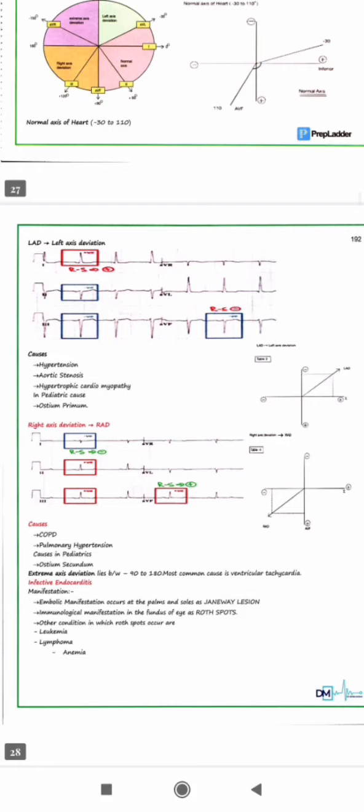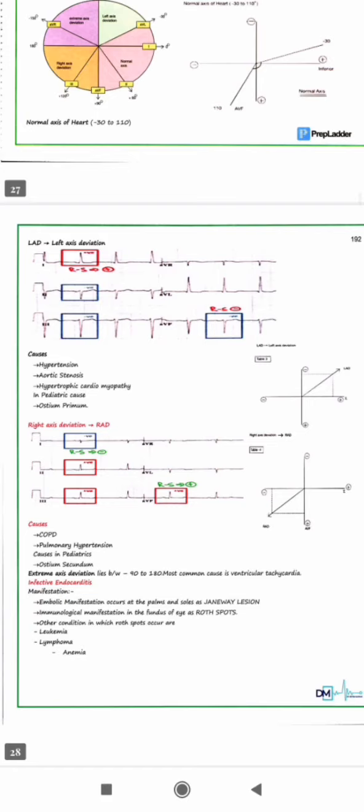Now in left axis deviation, R minus S is going to give a positive answer. In right axis deviation, R minus S is going to give a negative answer. The causes for left axis deviation are mentioned, and for right axis deviation, these are the points. In lead one we're going to find positive, and in lead two we're going to find a plus. Now the causes of right axis deviation are also mentioned, which are COPD and pulmonary hypertension.